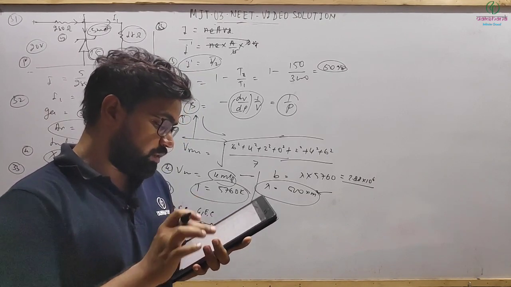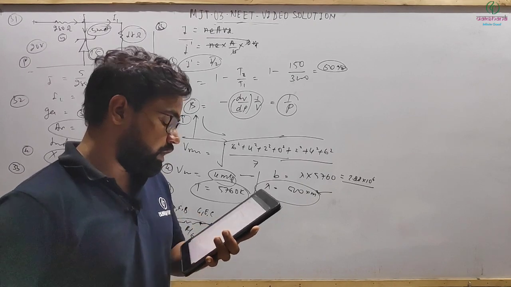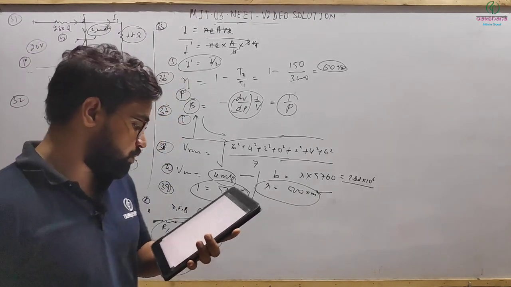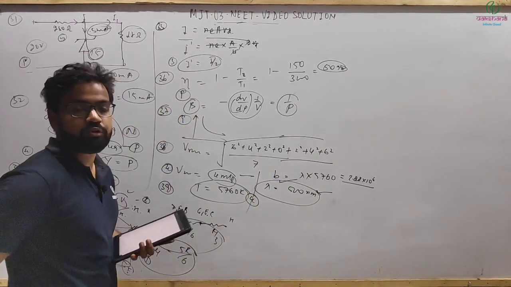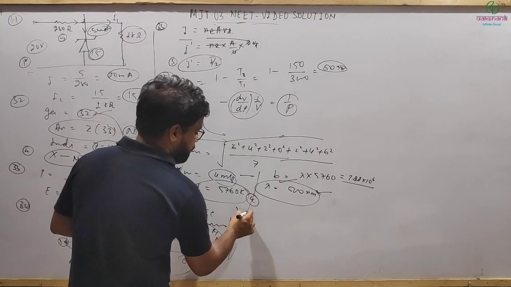So U1 equal to 0, definitely not. U3 equal to 0, not. U1 greater than U2, not. U2 greater than U1, that will be the correct option, because this will have the maximum, so U2 will be maximum. Next, question number 40.